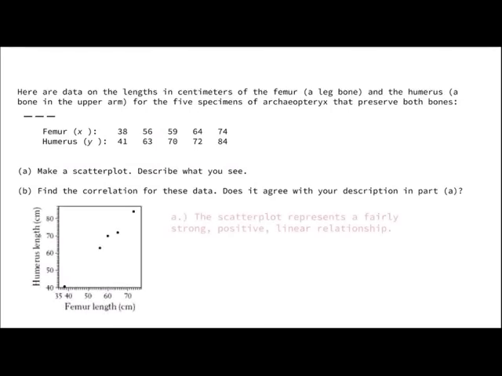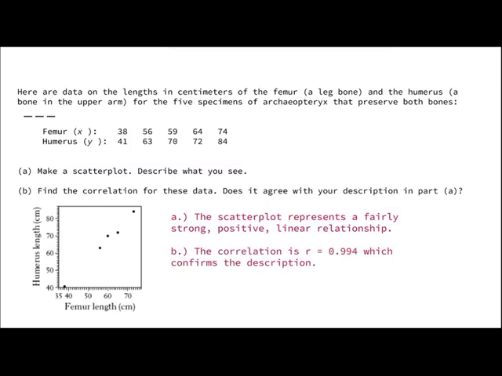Here is my scatterplot. The scatterplot represents a fairly strong positive linear relationship. When I find the correlation, I get R is 0.994, which confirms my description.